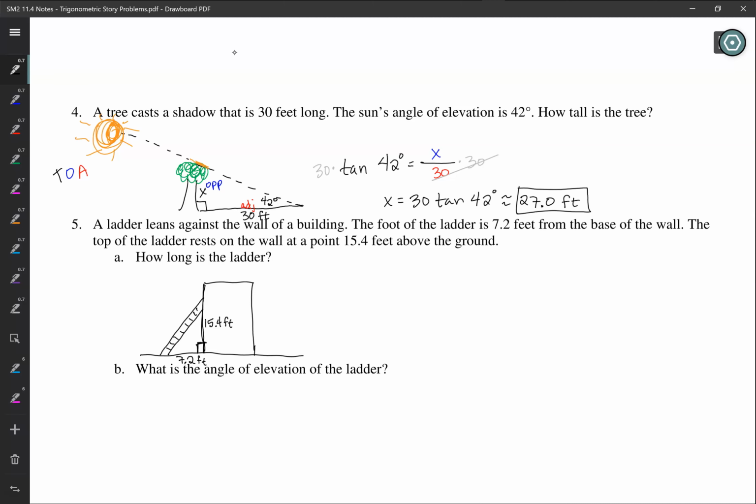First question is, how long is the ladder? Well, let's see. I've got two sides of a triangle and I want the third side. If you know two sides and you want the third side, Pythagorean theorem. Leg squared plus leg squared equals hypotenuse squared. This one's the hypotenuse. So leg squared plus leg squared equals hypotenuse squared.